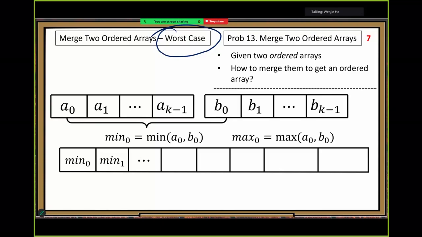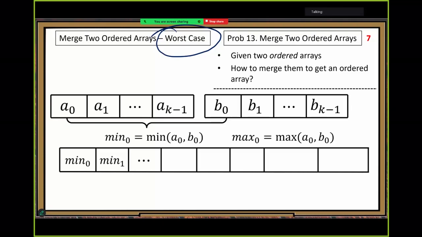Can you imagine under what situation? Because the worst case corresponds to the maximum number of comparisons. So can you imagine, under the worst case, because we want to make the maximum number of comparisons, what is that situation?